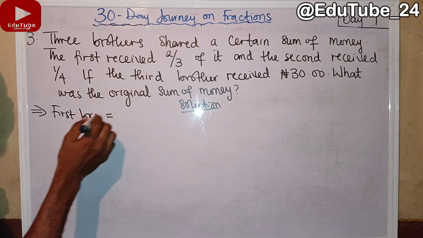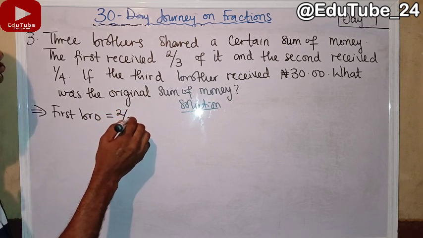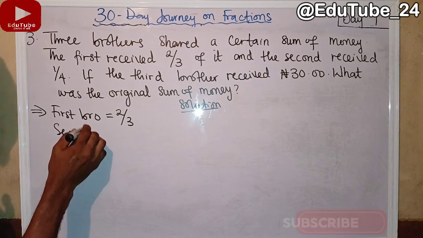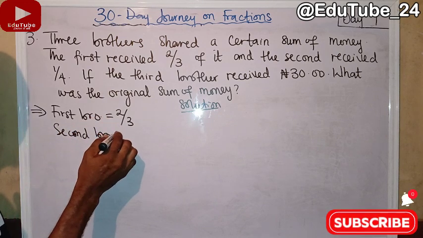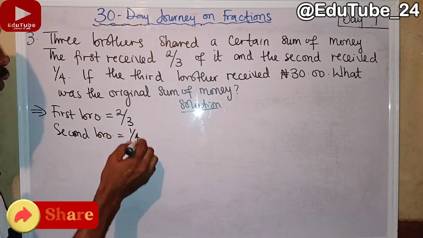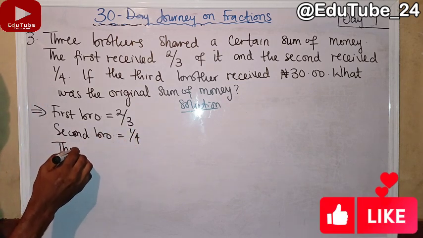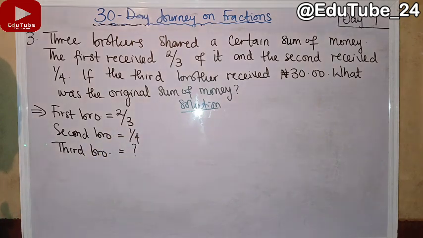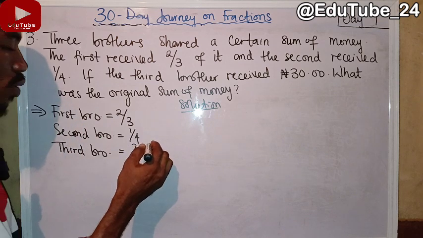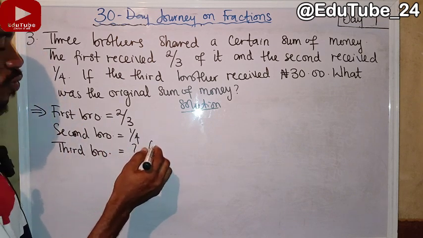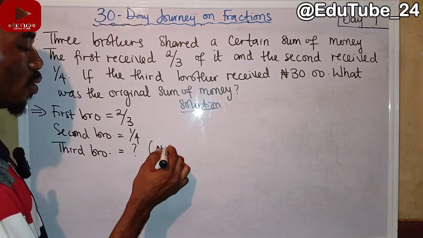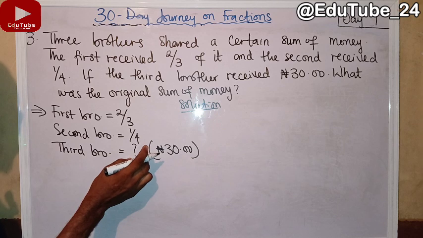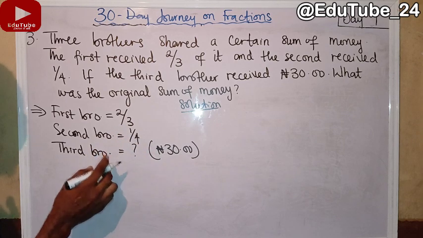the first bro received 2 over 3, and the second bro received 1 over 4, and the third bro, we don't know what fraction was given to him, but we know the amount of money given to the third bro, which is 30 naira. Now what does that mean? It means that we have to find the fraction that is meant for the third bro. So how do we do that?